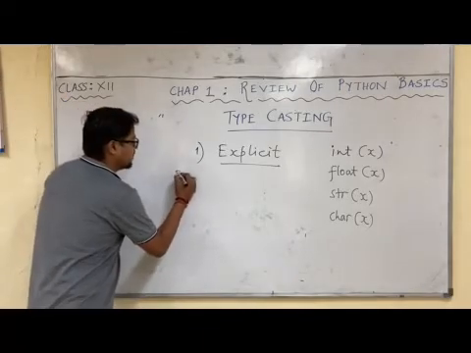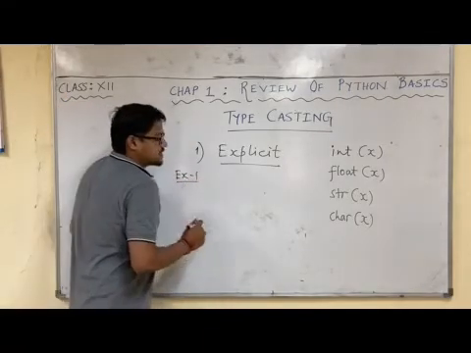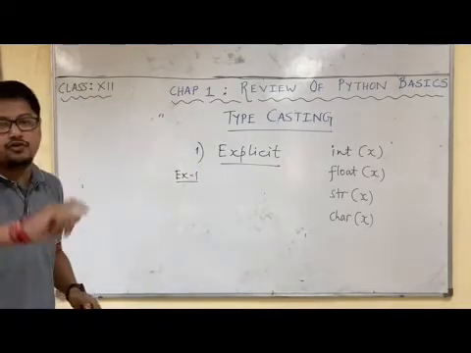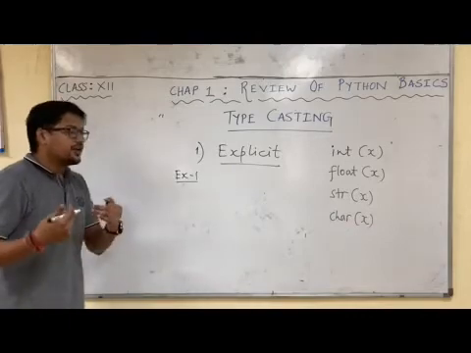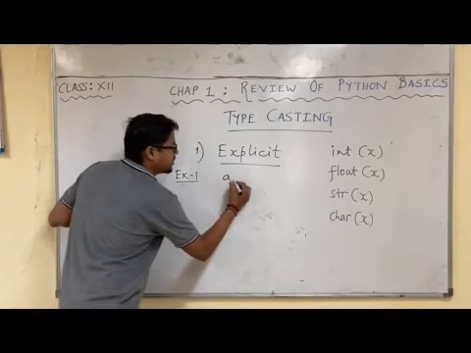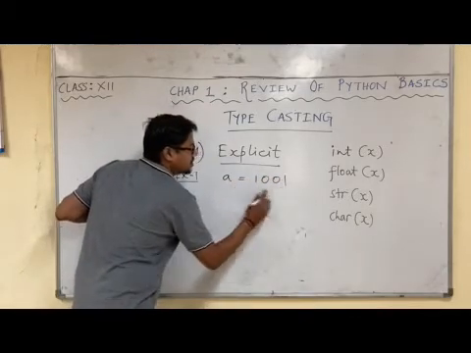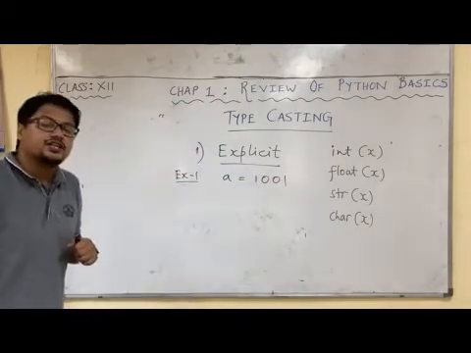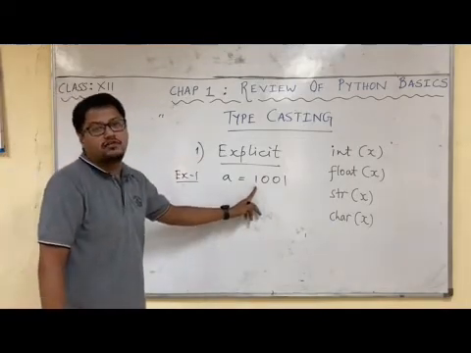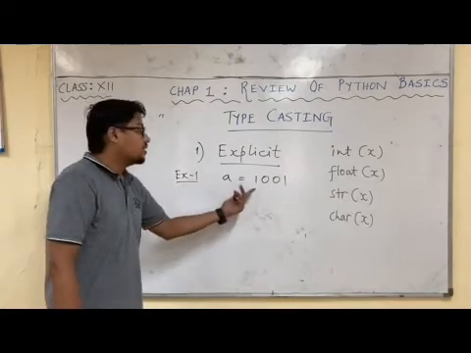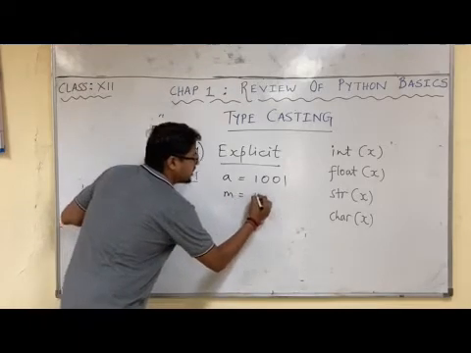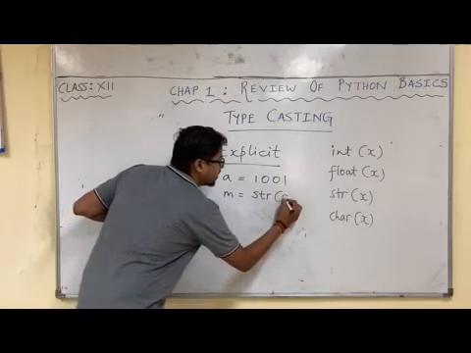Okay, say example 1. Suppose you are told that you have to create a Python program which accepts only a 4-digit number. Correct? So suppose we have taken the number a equal to 1001. Now how were we doing it in 11th standard? We were checking the length, but there is a catch. We cannot check the length of an integer. So what were we doing? We were converting this into a string. So let us say m equal to str of a.